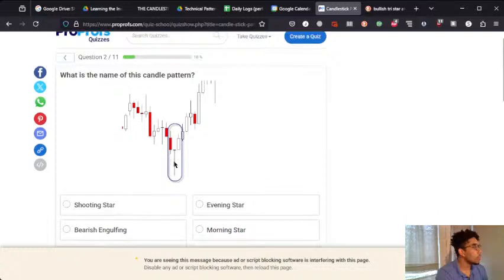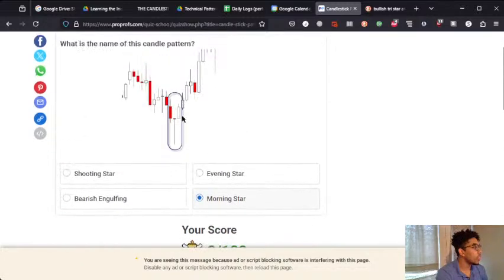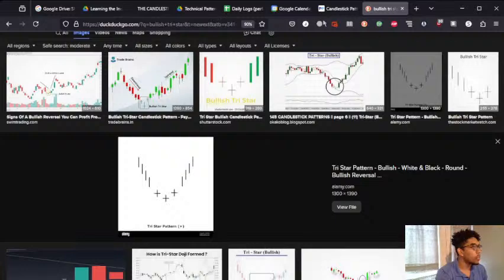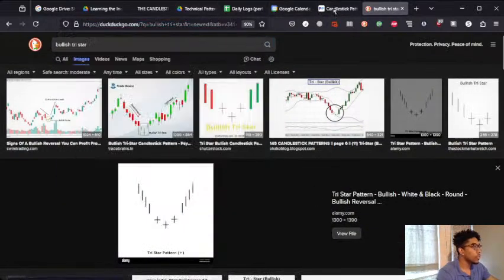Next, what is this guy at the bottom? I think it's a morning star, right? Shooting star is at the top of an uptrend, and it's marked by a very short candle and a long wick at the top. Evening star is also a bearish reversal, and it's marked by, I don't know how to describe it, but basically you have an uptrend, and there's a gap, and you have a skinny candle, and then you have another candle below it. So I'll pull up a picture. But first, let's see if I was right.